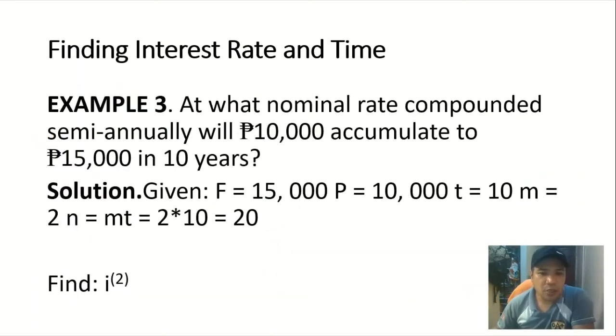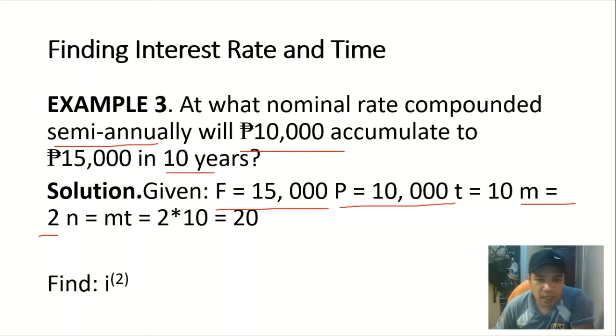And finally, this one is kind of confusing. At what nominal rate compounded semi-annually will 10,000 accumulate to 15,000? Semi-annually is 2, so m is equal to 2. We have 10,000 as the principal, 15,000 as the future value in 10 years. Our time is 10. The missing value is the nominal rate.